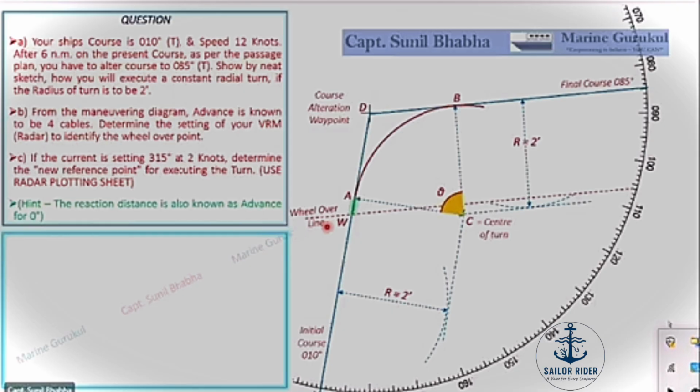We are also aware that the wheel over line is very beneficial in cases where the ship has a cross-track error. So in case of any cross-track error, irrespective of whatever the cross-track is on the initial course, if you give the helm whenever you touch the wheel over line, you will always end up on your final course with zero cross-track error. So that is the advantage of the wheel over line. So we have the wheel over line now on our plot.